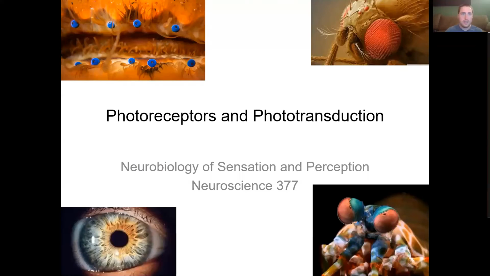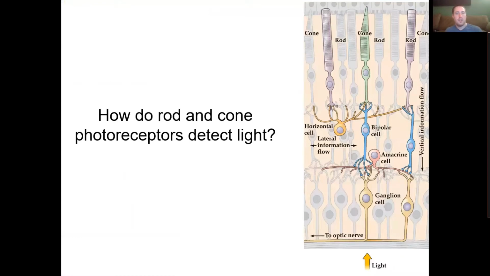Welcome to the second lecture on the retina. In this one, I'm going to be talking about photoreceptors and phototransduction. In the previous lecture, we said that light hits the rod or cone photoreceptors, and that light energy is converted to electrical signals. But how do they actually do this? How do they detect light?